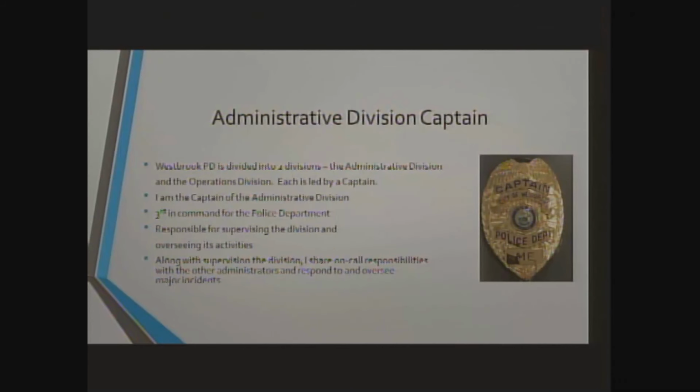And along with that, I am sharing on-call responsibilities with Chief Roberts and Captain Lally. So there's always one of the three of us on call, local and available at any time, 24/7, 365, so we can respond to any major incident and take command and oversee the department directly.